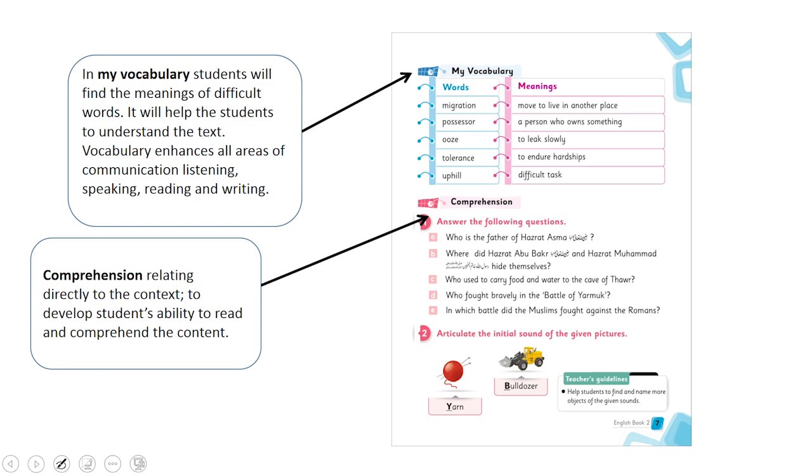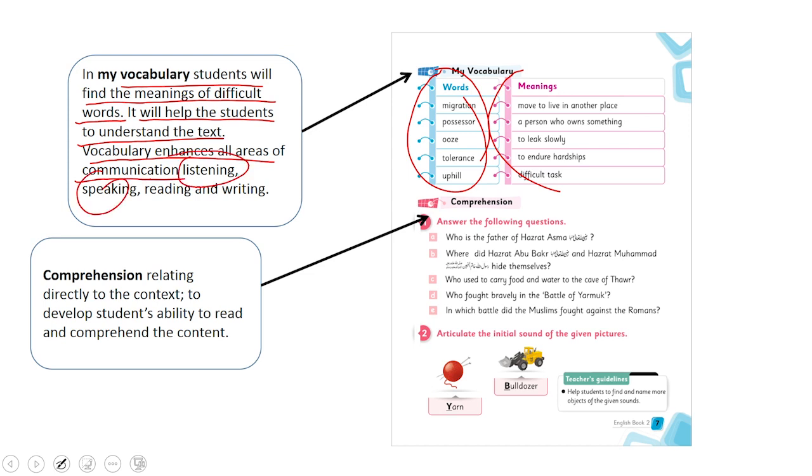My vocabulary contains words and their meanings. The difficult words from the text and their meanings. If you learn the meanings of these words, you can easily understand the lesson. In My Vocabulary, students will find the meanings of difficult words. It will help the students to understand the text. Vocabulary enhances all areas of communication like listening, speaking, reading and writing. If you have more vocabulary, you can speak, read, write and listen more properly.